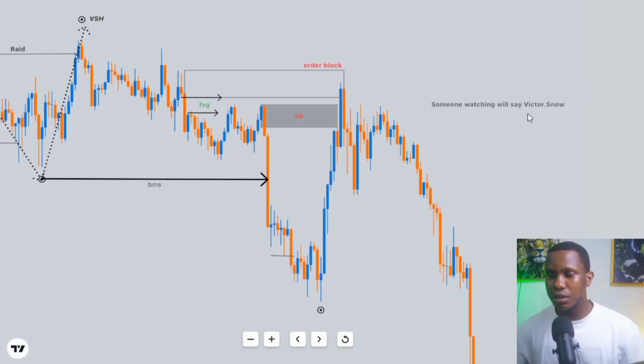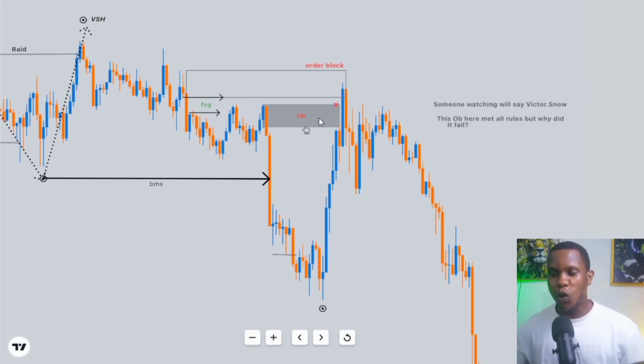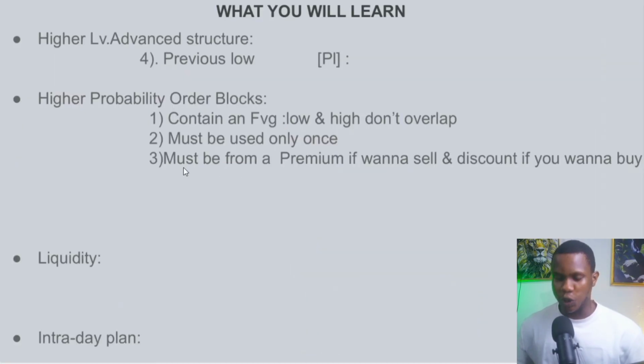Someone watching me will say, but Victor, this order block right here met all our rules, but it still failed. Because of what? Number 3, it must be from a premium if you want to sell and a discount if you want to buy in the market.